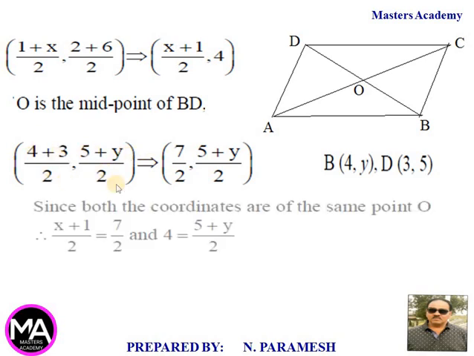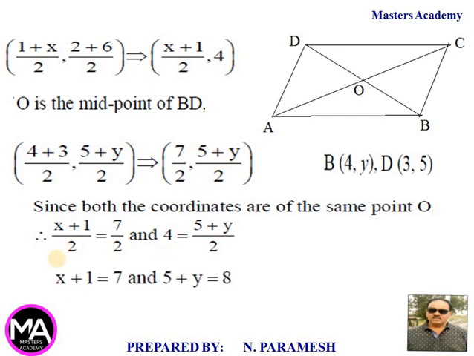Since both are the coordinates of the same point, (x + 1)/2 = 7/2 and 4 = (5 + y)/2. The 2s get cancelled: x + 1 = 7. By cross multiplication, 8 = 5 + y. So x = 7 − 1 = 6 and y = 8 − 5 = 3.